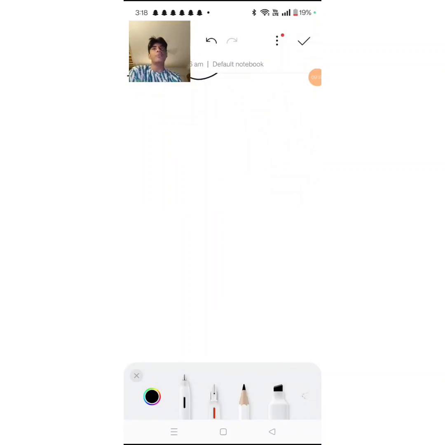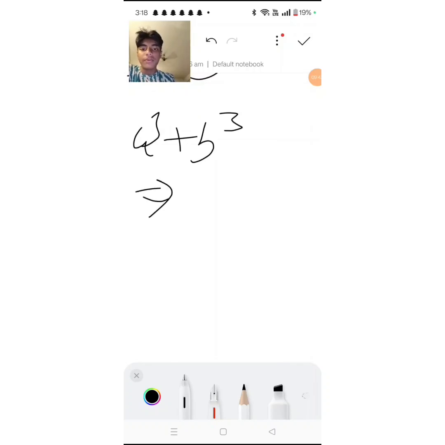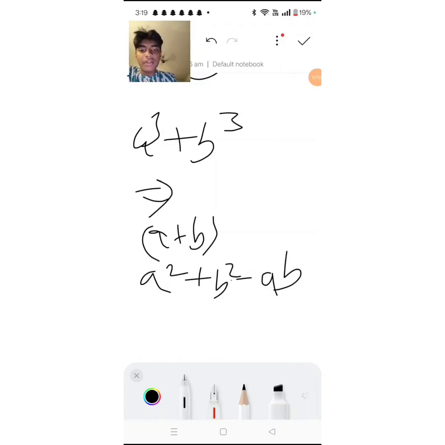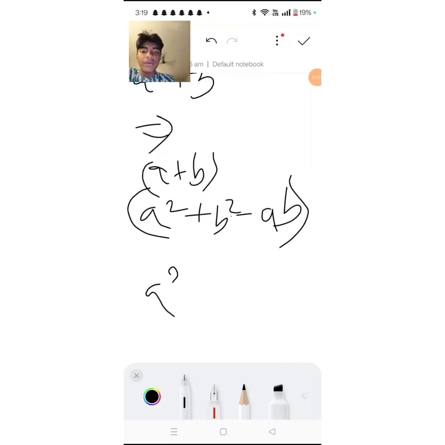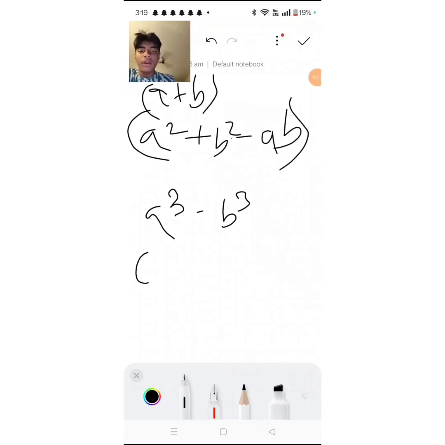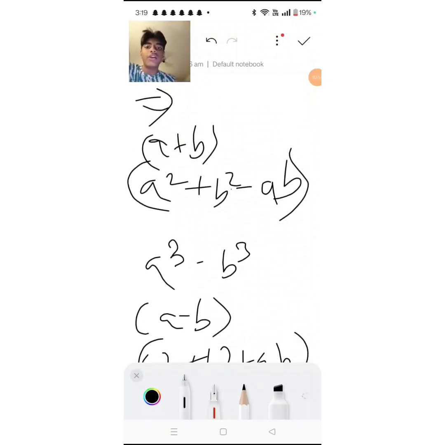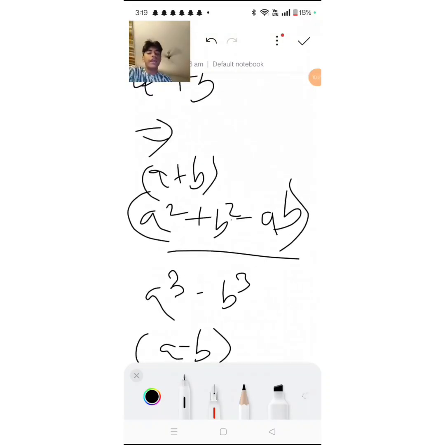You also have a few more things. First of all, you have sum of cubes and difference of cubes. If you have a cube plus b cube, this is ultimately a plus b, a square plus b square minus ab. This is your identity. Similarly, a cube minus b cube will be a minus b, then a square plus b square plus ab. These are your two identities. You cannot forget these, okay? These help when you apply factorization.